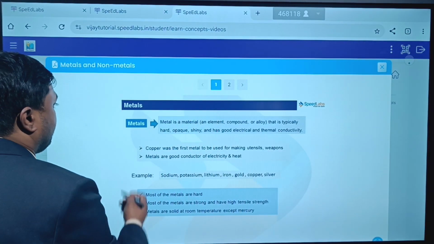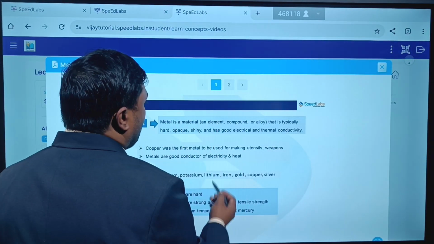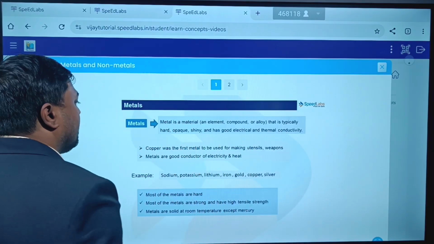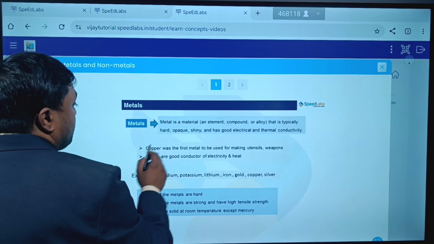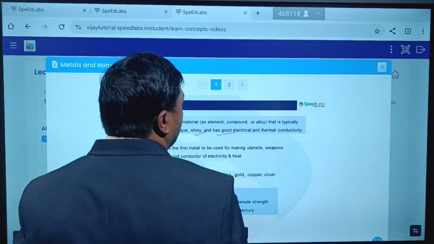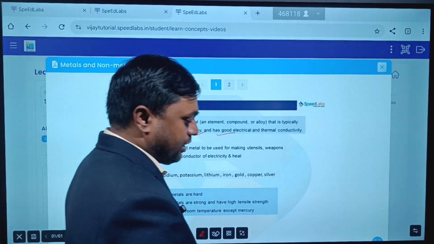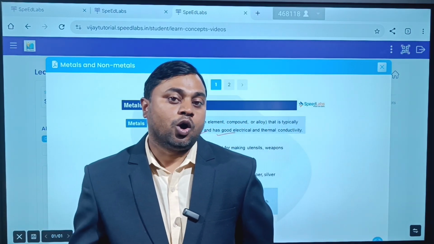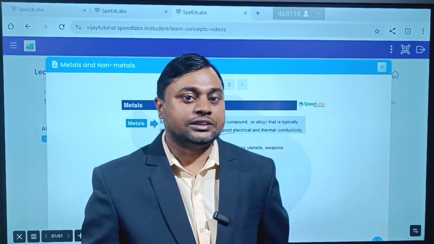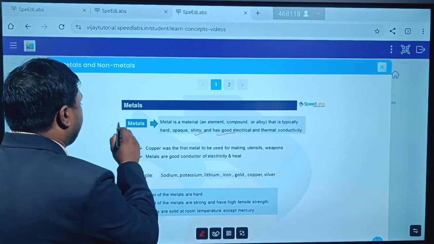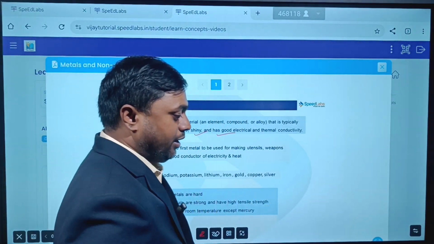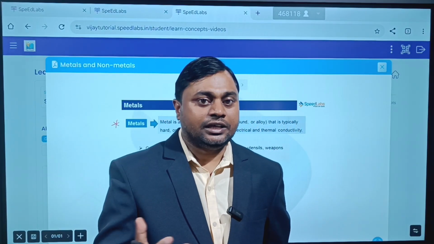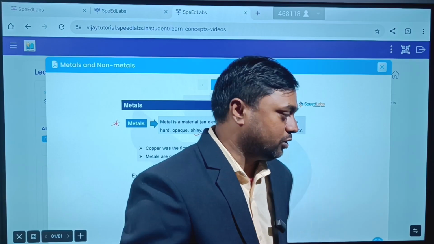Now first see what is given here. Metal is a mineral. It may be an element, compound or alloy that is typically hard, opaque, shiny and has good electrical and thermal conductivity. So when we talk about metals, what comes to your mind? Iron, yes or no, is a metal. Copper, silver, gold, all these elements are metals, yes or no? Even alloys like brass, bronze, which are a mixture of two or more metals, yes or no? So metals are present in alloys also.